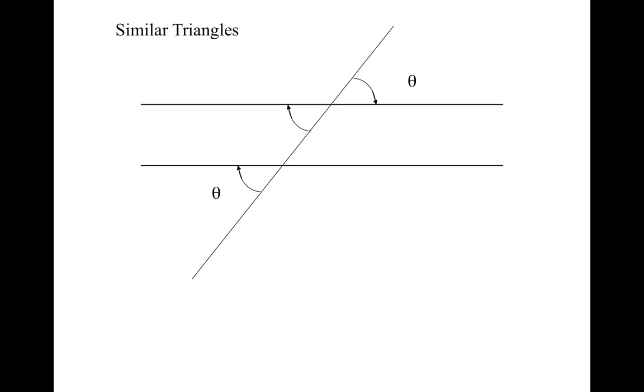One other relationship that is useful to remember is that if we have two parallel lines and a third line which intersects them, the opposing angles are equal, as shown in this diagram.